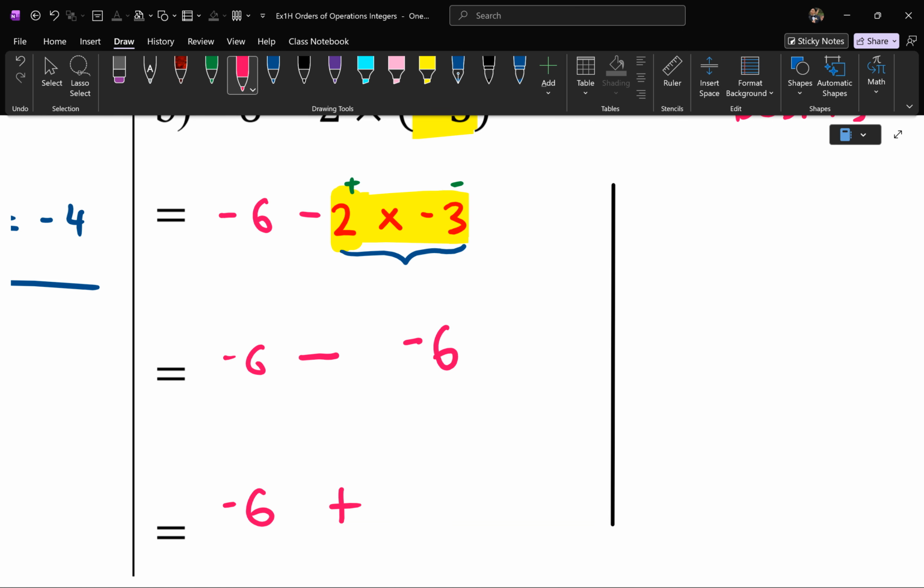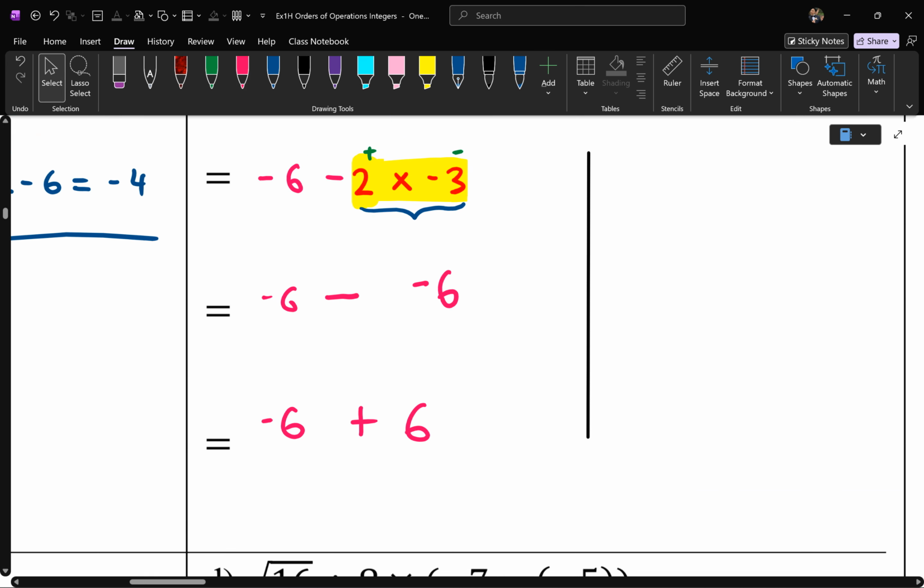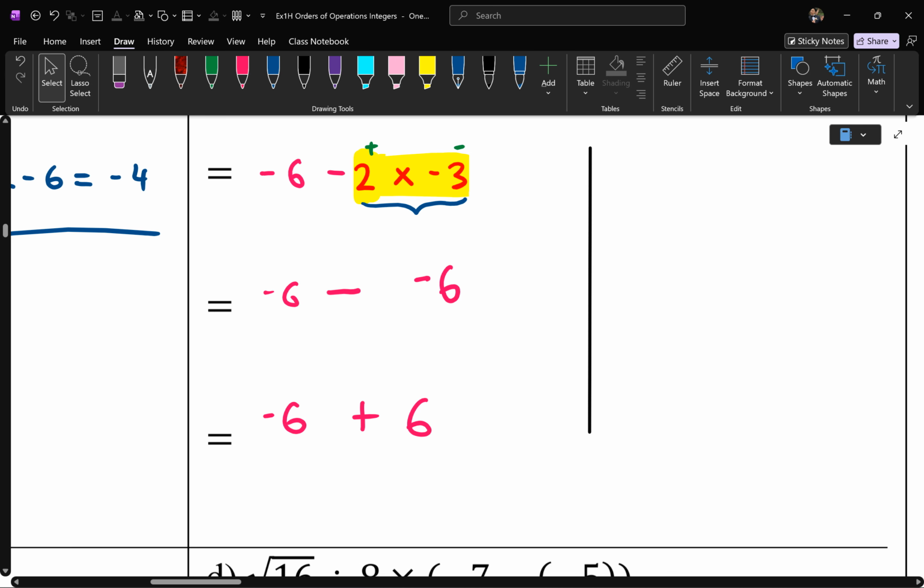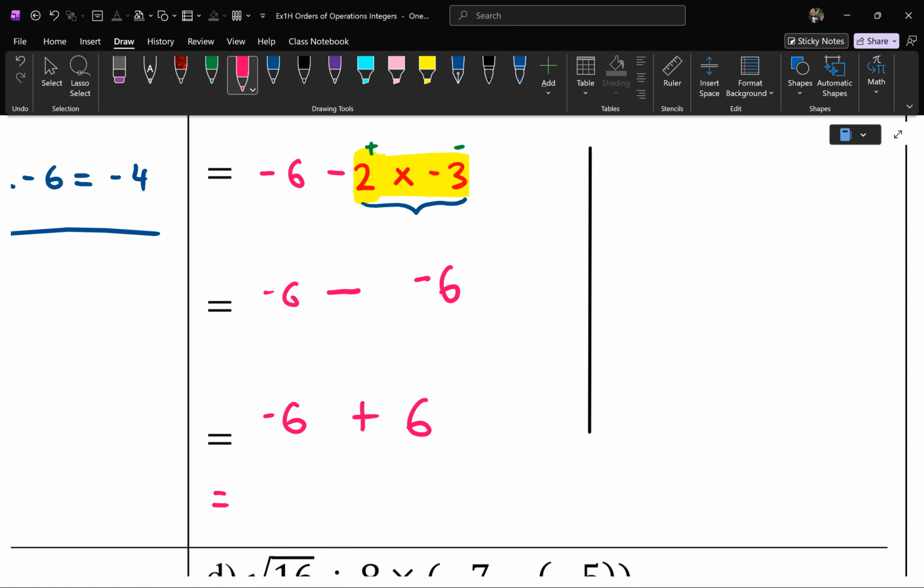Losing debt is the same thing as gaining. You're gaining 6. But since you owe $6 before and now you gain $6, what's your net result? 0. Now that's the proper way of doing it.